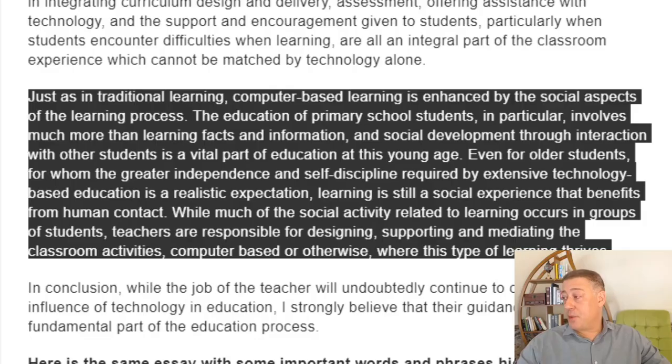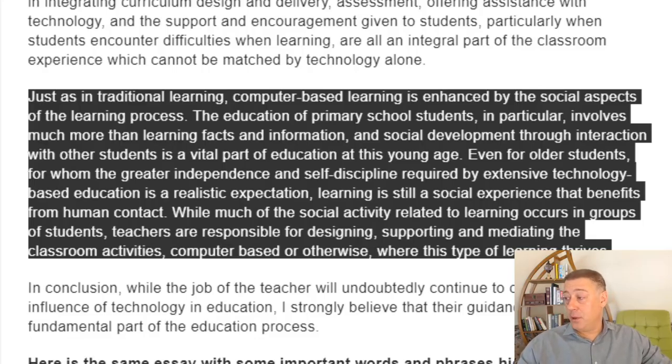So the education of primary school students in particular involves much more than learning facts and information, and social development through interaction with other students is a vital part of education at this young age. So I'm saying, okay, if we go to one extreme with young kids, just having technology isn't going to work because so much of their education is not related to information or access to information, but developing skills and things like this. So that's why this argument doesn't really apply to young kids.